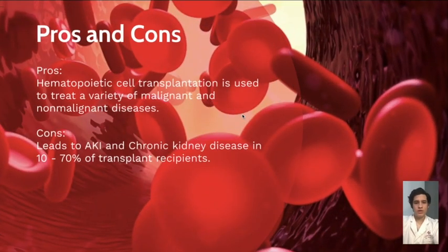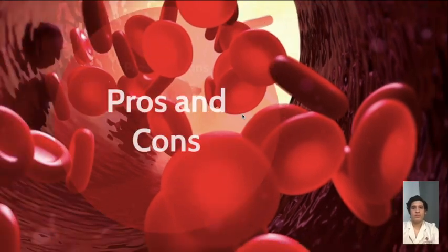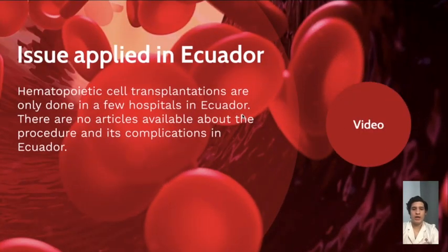Pros and cons. Well, a pro of hematopoietic cell transplantation is that it is used to treat a variety of malignant and non-malignant diseases, as I mentioned. And the only con is that it leads to acute kidney injury and chronic kidney disease in 10 to 70% of transplant recipients. Hematopoietic cell transplantations are only done in a few hospitals in Ecuador, and there are no articles available about the procedure and its complications in Ecuador.